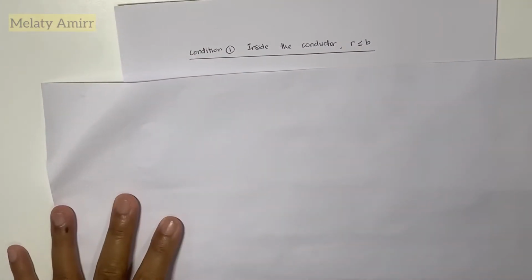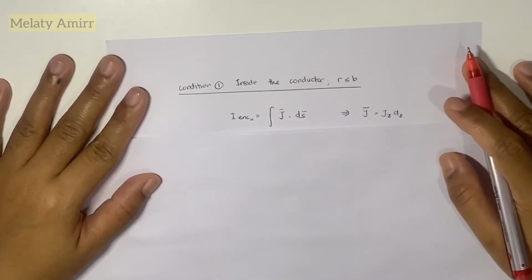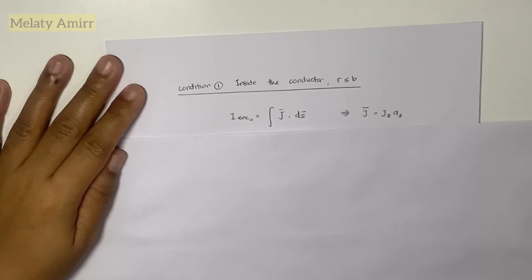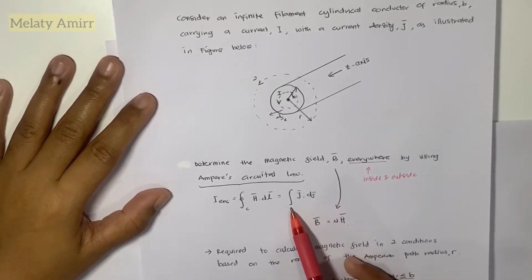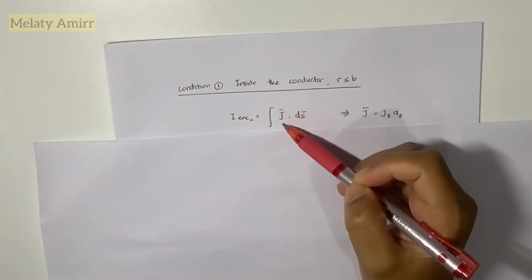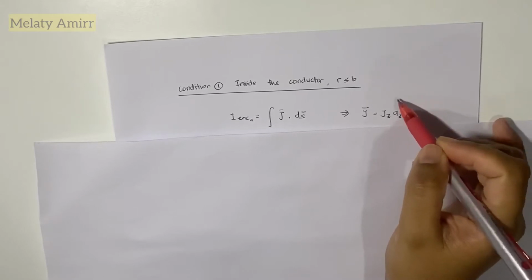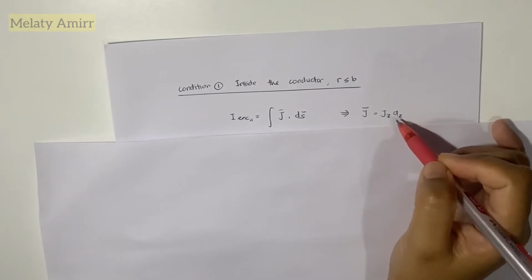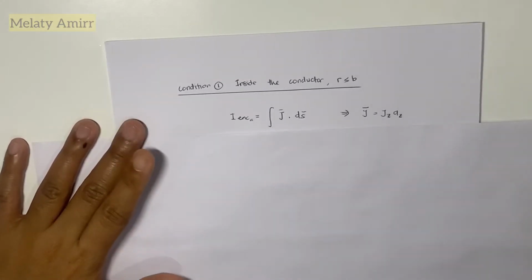This is the first condition, inside the conductor, which is r less than or equal to b. We know that the current is given by this equation, the integration of current density J dot ds. We will perform this first. We know that J is a vector, so we need to include the magnitude and direction. We can conclude that the direction is towards the z direction, because the surface is dsz, so this is the z direction.